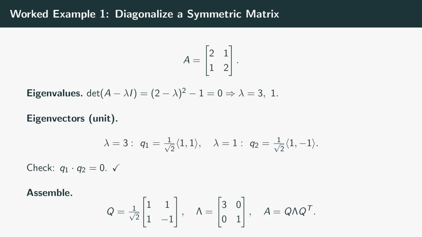Place these two unit eigenvectors as columns to build Q, and put 3 and 1 on the diagonal of Lambda. Then A equals Q times Lambda times Q transpose. The matrix has been rebuilt as a rotation by 45 degrees, a stretch by 3 along one diagonal and by 1 along the other, and a rotation back.